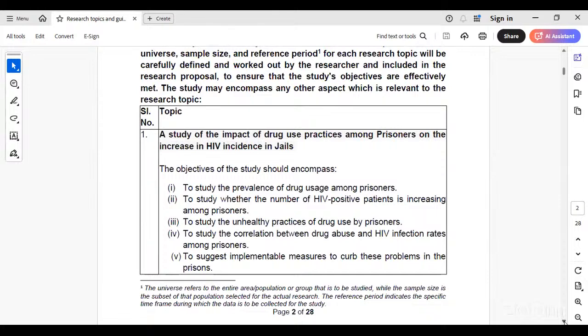See here, the study of the impact of drug use practices among prisoners on the increase in HIV incidence. What is suitable for us to take here?